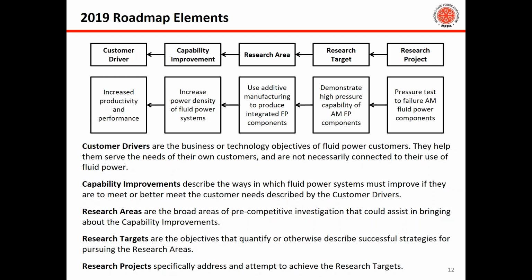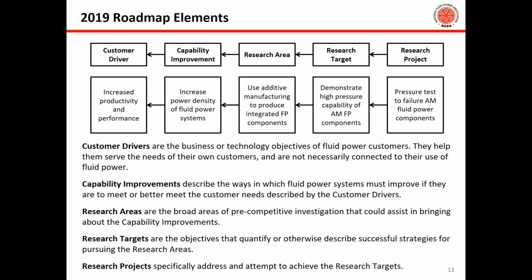And these will be the broad areas of pre-competitive investigation that we believe are needed in order to assist bringing about the capability improvement. In the example that I've shown, using additive manufacturing to produce integrated fluid power components could be one of the research areas that nests with increasing the power density of fluid power systems. If additive can produce more integrated components with the same or better performance characteristics, it would increase the power density of our systems. So now we're moving more squarely into that pre-competitive research space. What do we need to do there to improve fluid power's capabilities so that they can better meet the drivers that we identified at the start of the process?